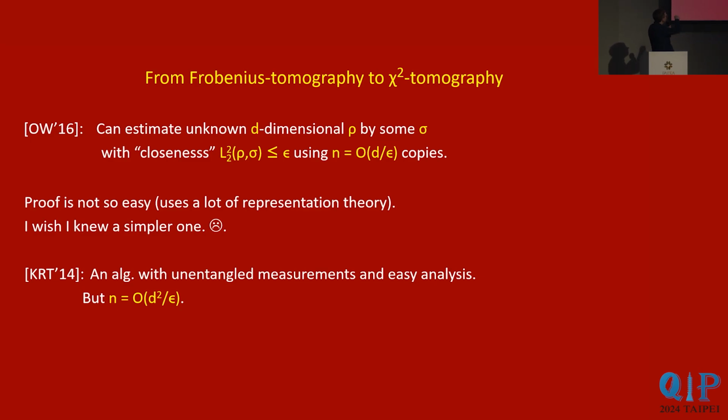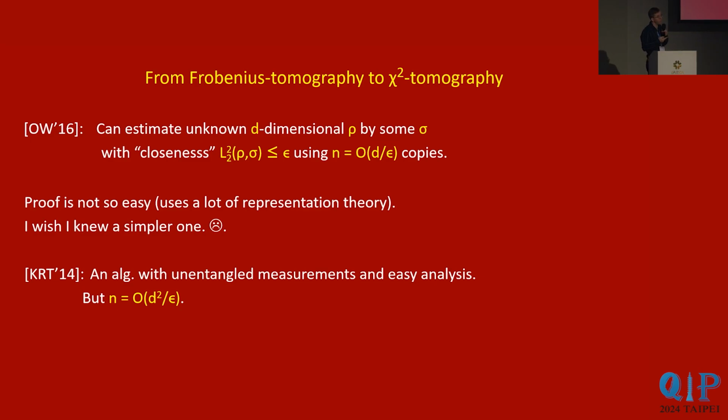I'd also like to mention that this earlier paper from 2014 gave a result for tomography with respect to Frobenius squared error, which is really simple. It has an easy analysis, a natural algorithm, and it has the virtue that it measures the copies in an unentangled way. It measures all the n copies separately. The downside is it uses a factor d extra many copies. But if, for example, you want an algorithm that measures the copies independently, then this is a great and simple algorithm.